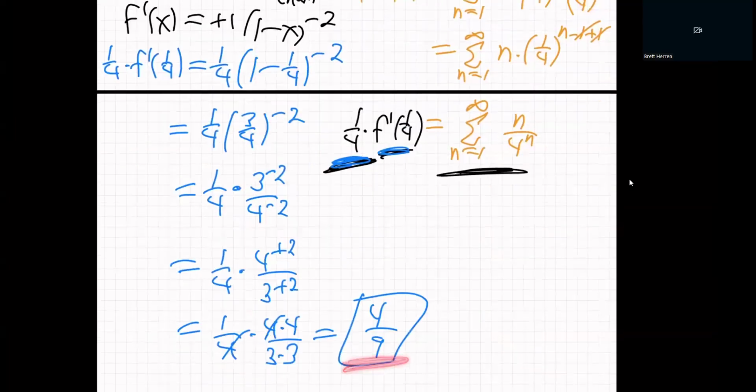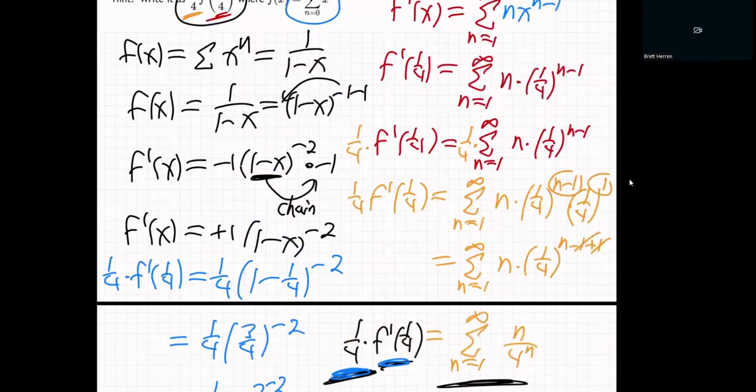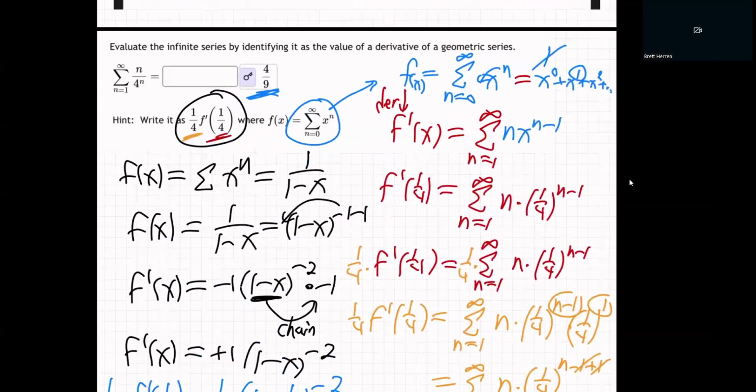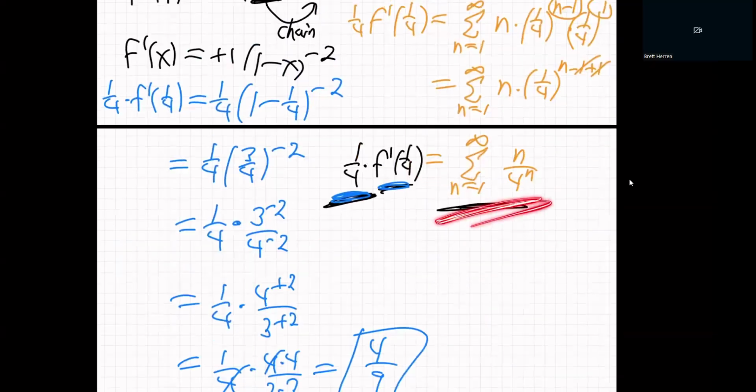Simplified it, it's 4/9. But why is that right? Well, I proved over here that if you take the derivative, you bring down the n, and you multiply 1/4 on the front, that will indeed equal the question they asked us. So we know this answer is right. And so there we go.